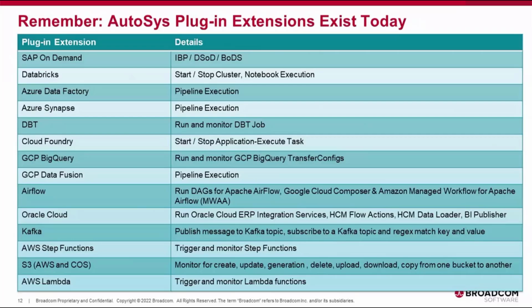At the bottom of the slide, you can see some of our latest integrations, and these include publishing and subscribing to Kafka topics, triggering and monitoring AWS Step Functions. We have the new S3 integration for cloud storage, which is similar to our file watcher, and this can be used with both AWS and IBM. And lastly, we have our integration to AWS Lambda to trigger and monitor Lambda functions.